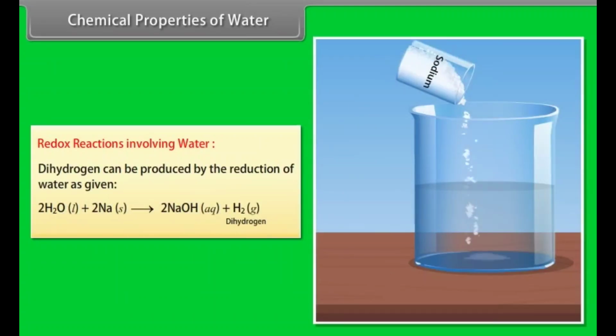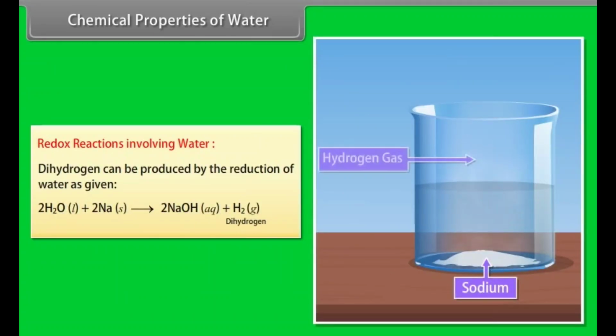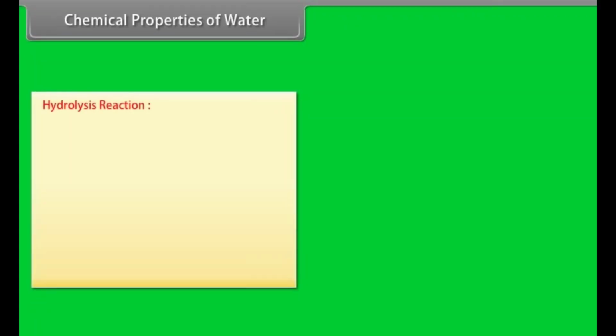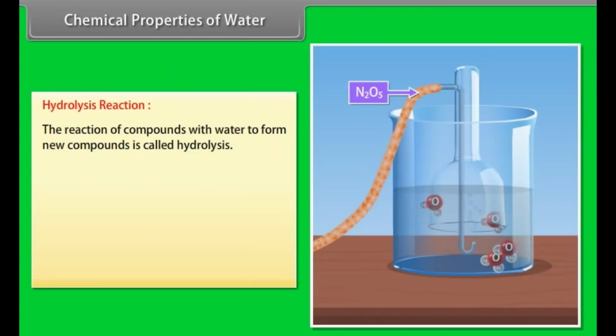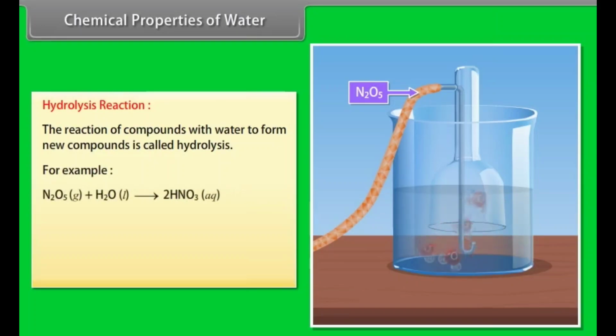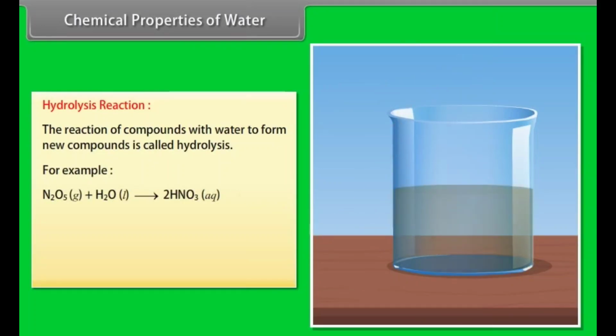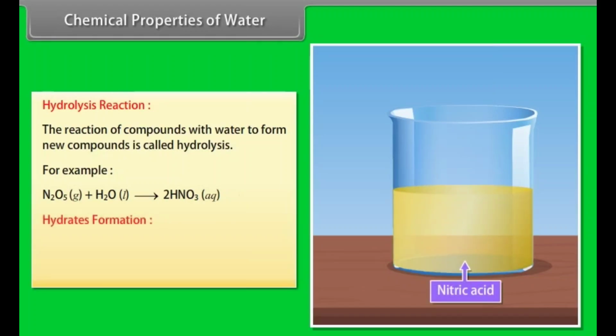Dihydrogen can be produced by the reduction of water as given. Chemical properties of water. Hydrolysis reaction. The reaction of compounds with water to form new compounds is called hydrolysis. For example, dinitrogen pentoxide reacts with water to form nitric acid. Hydrates formation. Water forms hydrates with metal salts.